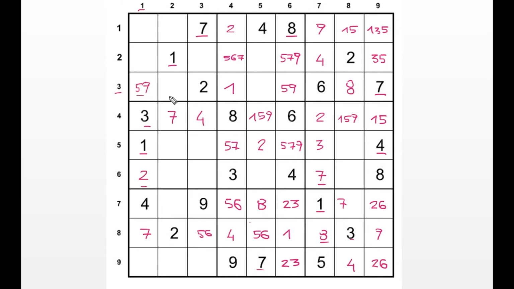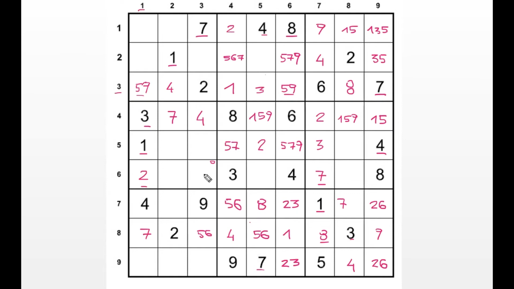Here are 2 numbers, 5 and 9 in 2 cells, and there are remaining 2 numbers in the remaining 2 cells. For number 4 is here, here cannot be, and here will be number 4, and here finally will be number 3. Similar situation is here with this cell.